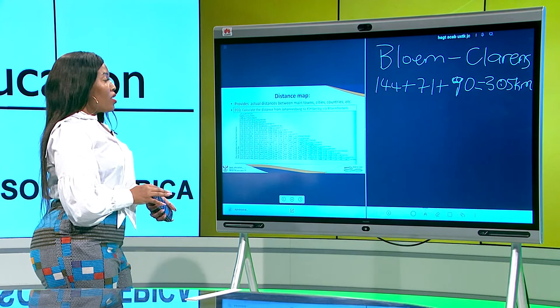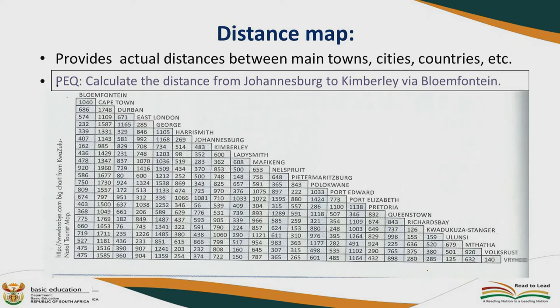And then we have a distance map, which is also called a distance table. A distance map provides actual distances between the main towns, the cities, and the countries. If we can quickly analyze this map, it is actually a very easy map to work with. But the most important thing is that you need to make sure that you first read your table, understand it, analyze it, and then you can go and try to answer the questions, because it's not going to help for you to rush to the questions when you did not understand your table.